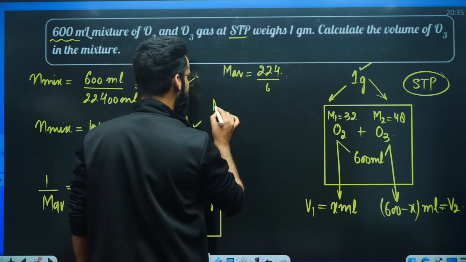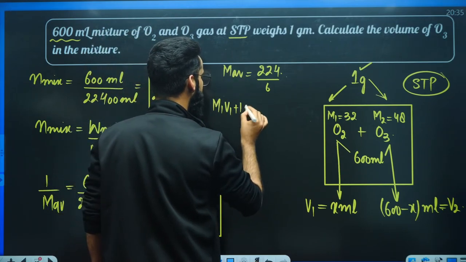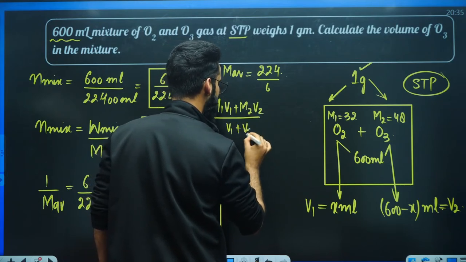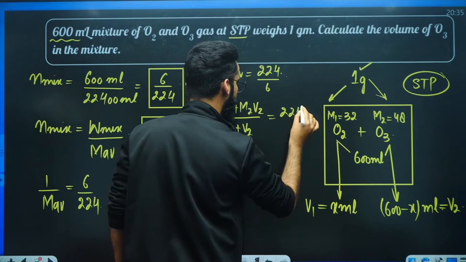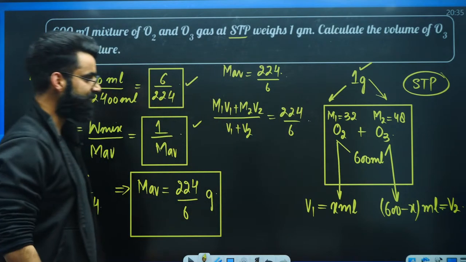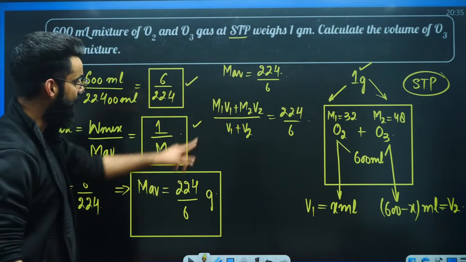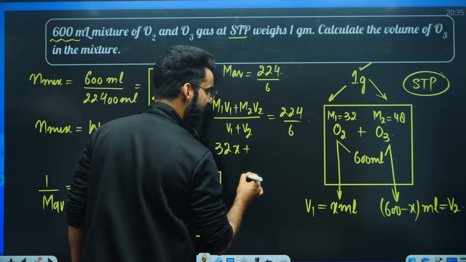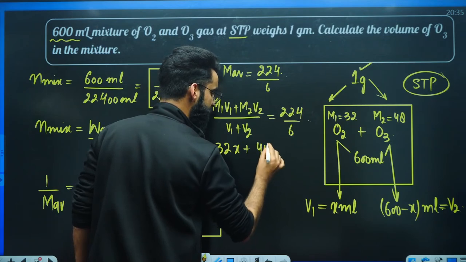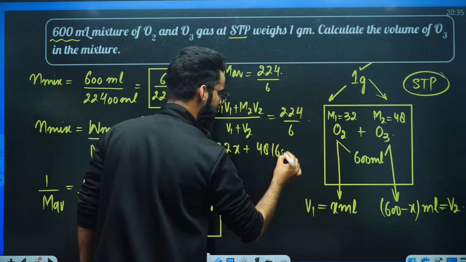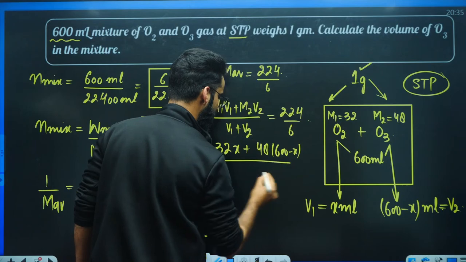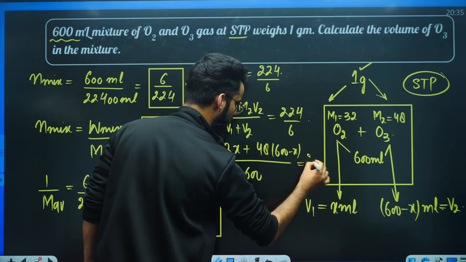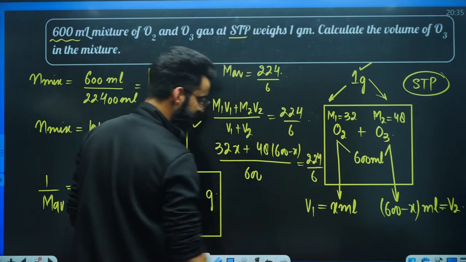Instead of MAV, can I write M1V1 plus M2V2 divided by V1 plus V2? And this value is equal to 224 divided by 6. Absolutely. M1 value, it's 32. V1 value, that's X. M2 value, that's 48. V2 value, that's 600 minus X, divided by V1 plus V2. V1 plus V2 comes out to be 600 only, is equal to 224 divided by 6.